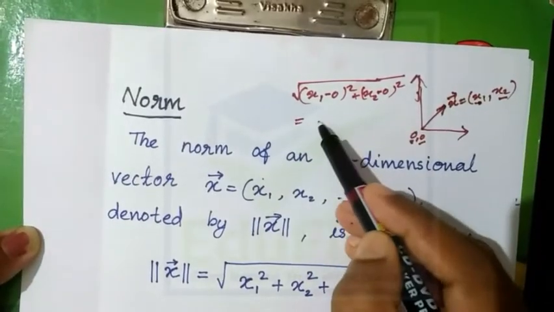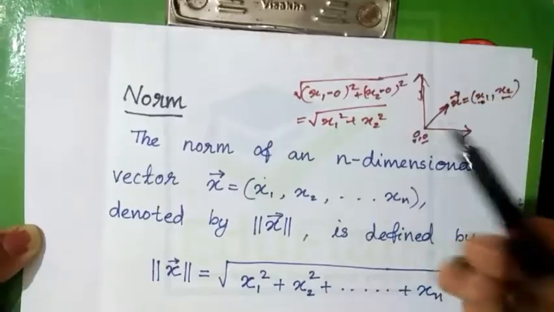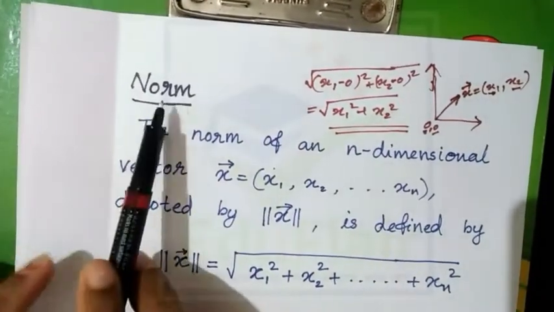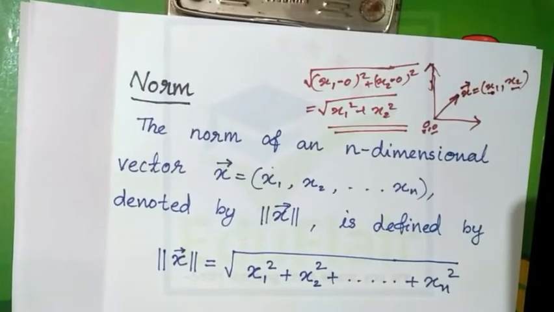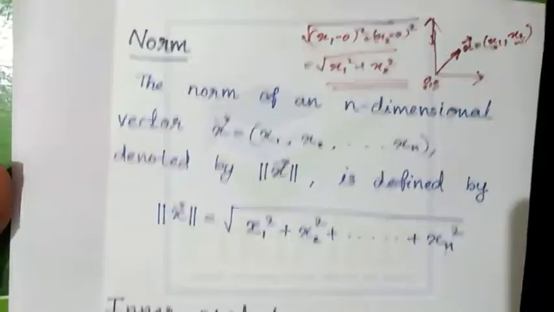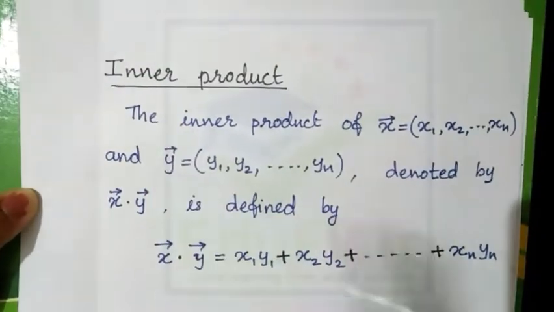So we get the whole root of x1 square plus x2 square. Okay. So we can say that norm means it is the distance of a vector from the origin. Okay. So now let's discuss another term, that is inner product.